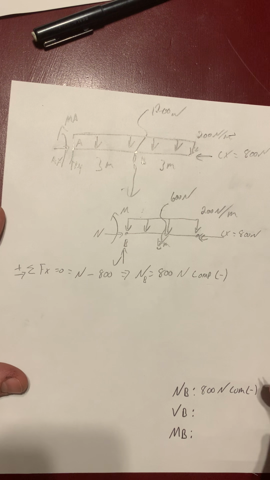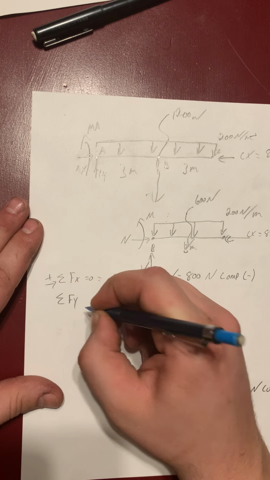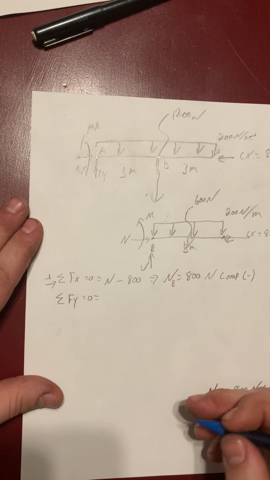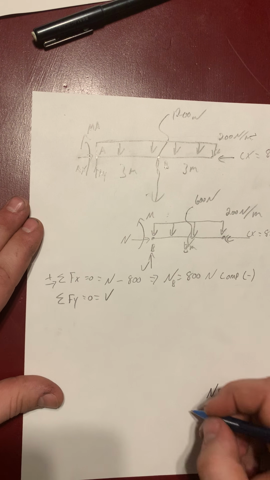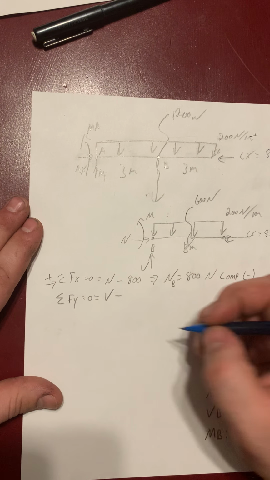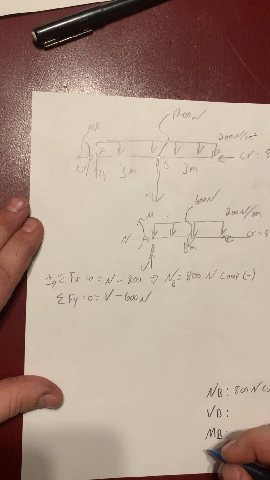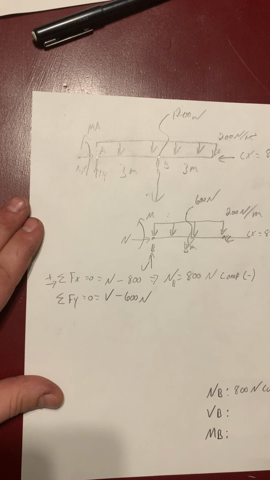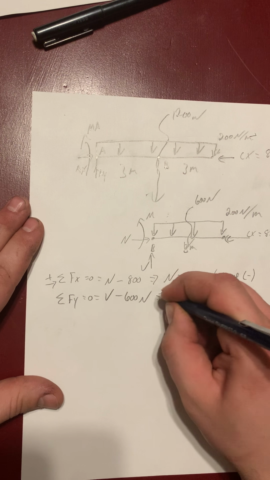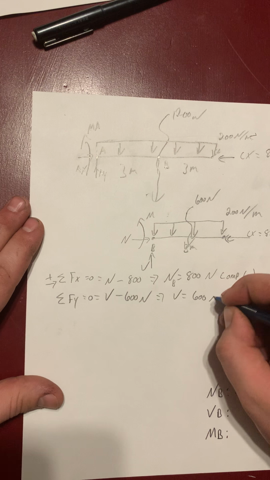Okay? Now, let's do sum of the forces in the y. Which equal to 0, which are equal to, we have V, which is positive, minus 600 newtons. Okay, and that's all we have because there is no Cy. You guys see that? Okay, so V is equal to 600 newtons.